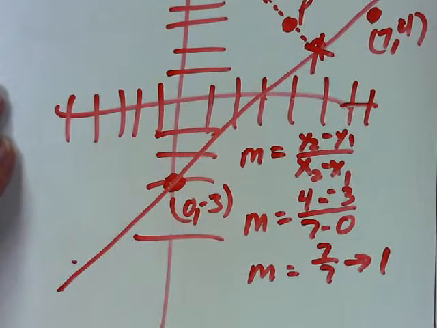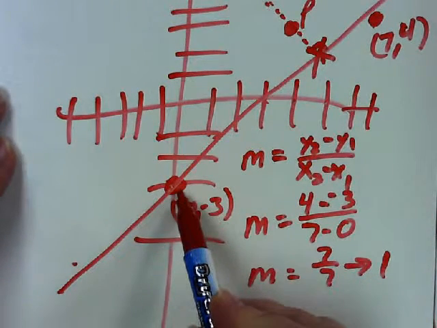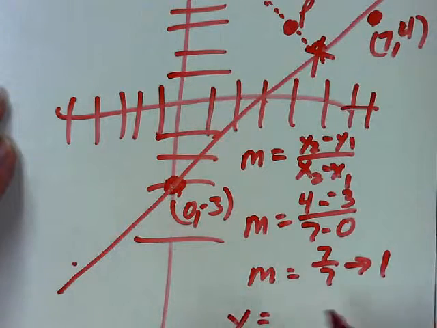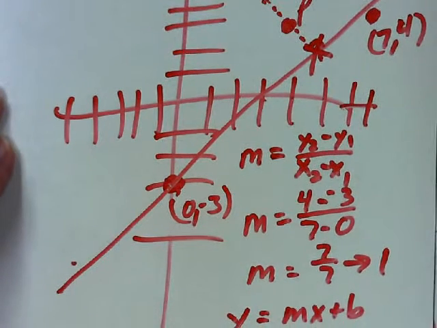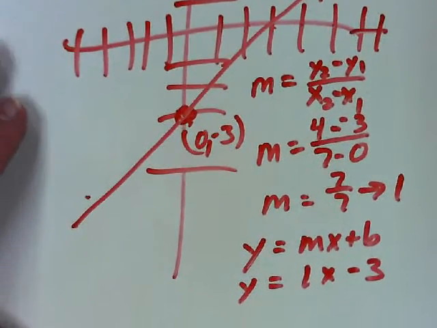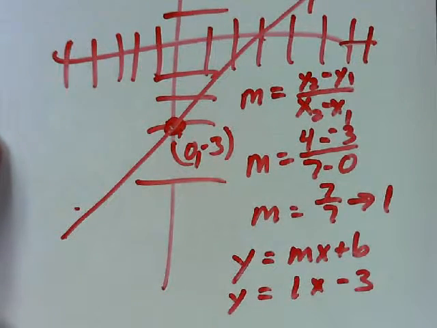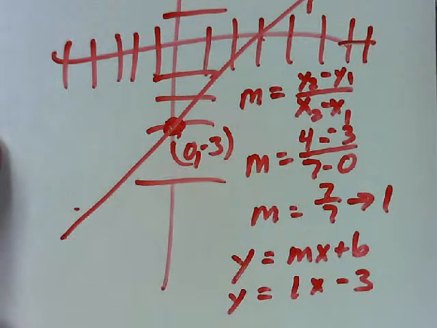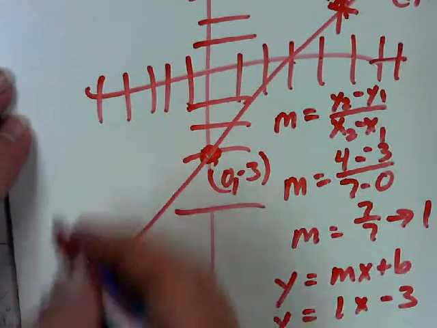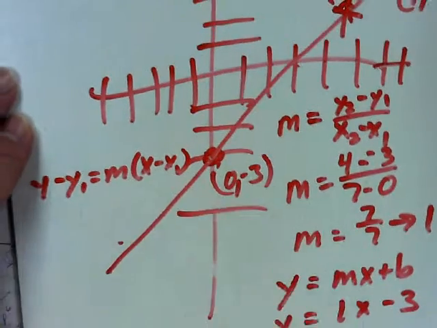Looking at this, do I already have a y-intercept for this particular line? I actually do right here, don't I? So isn't the equation of this line going to look like, using y equals mx plus b, y equals 1x minus 3? Would you agree? If I don't have a y-intercept, what am I going to have to do? Either continue the line, or do you remember the little formula that had y minus y1 equals m times x minus x1 when we did these before?